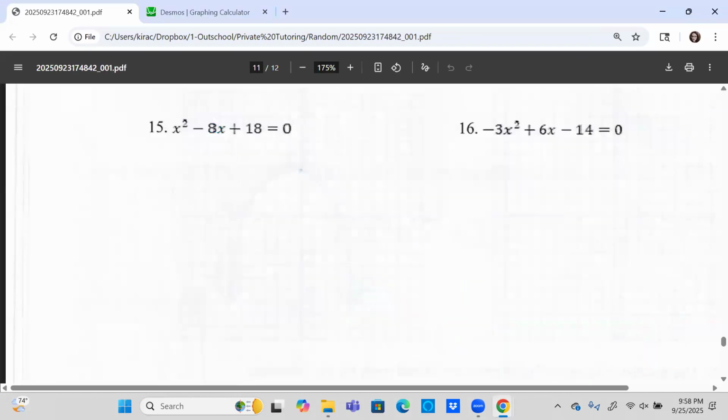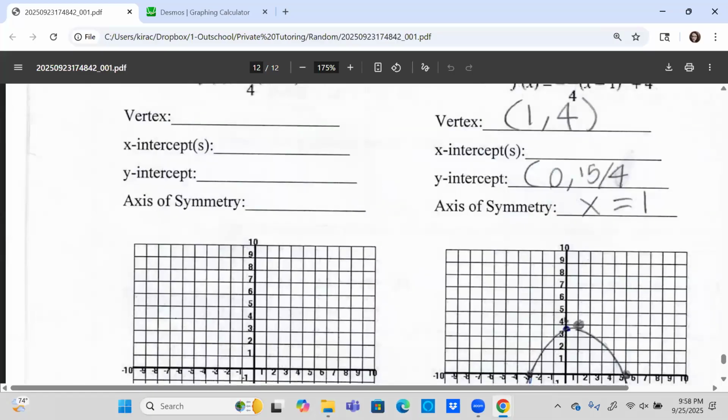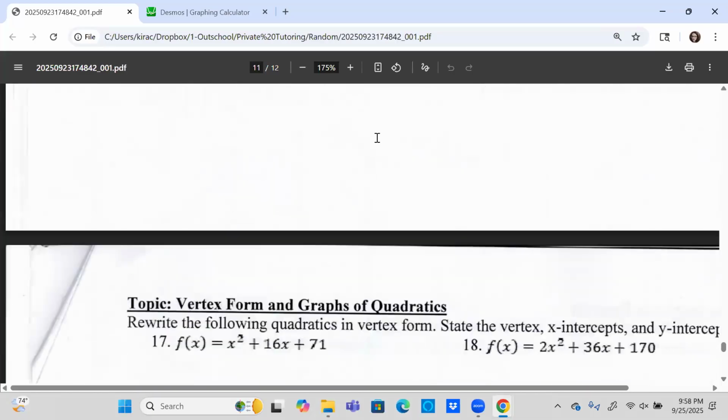Woohoo! Ah, that was long. Oh, no, it's not. Okay, never mind. One more page, I think. One more page. Yep. Okay, that was the end of the page, though. Yes. Okay, one more page.